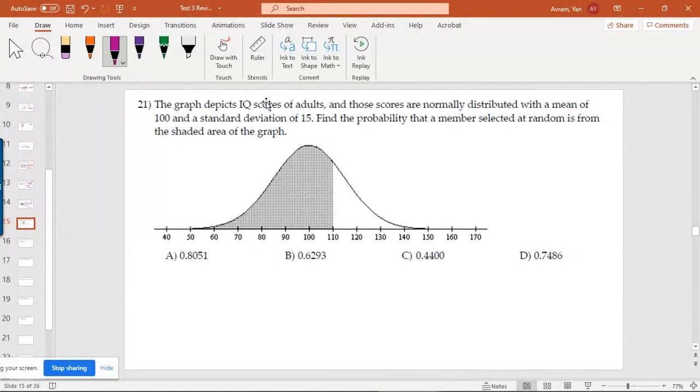Okay, number 21. This is the IQ test. The score is normally distributed with a mean of 100 and a standard deviation of 15. Find the probability that a number chosen at random is from the shaded area of the graph. So what does this one mean? This is giving you the x value, which is 110. Remember, if you want to find a probability, you need to find a Z-score and read the table. Very straightforward.